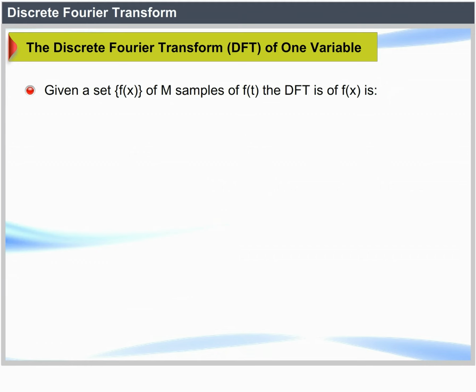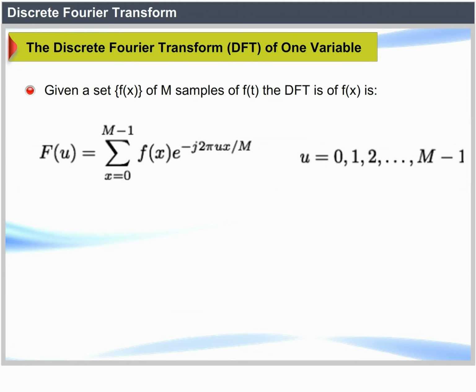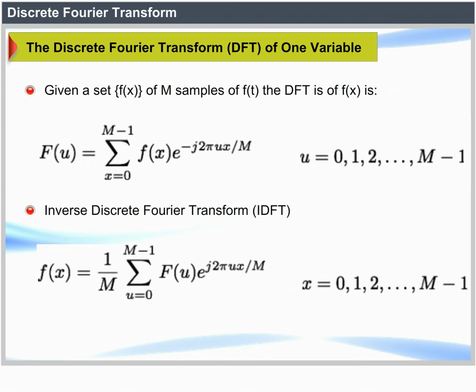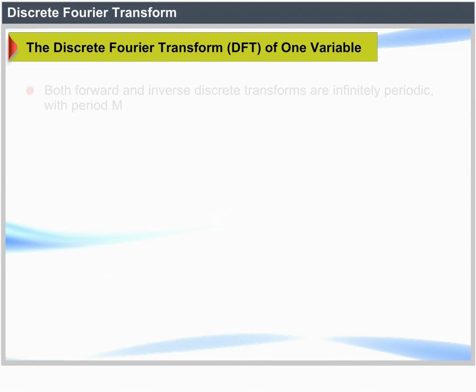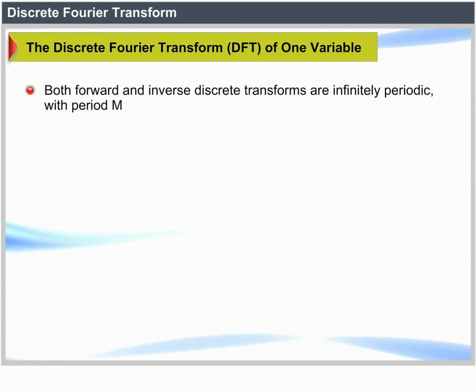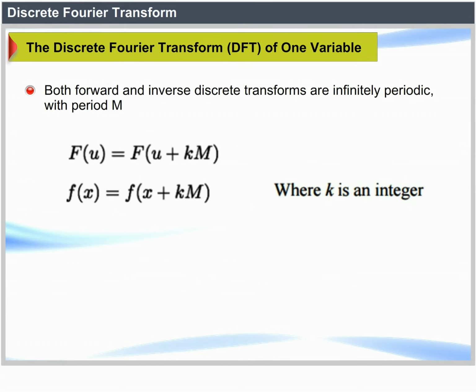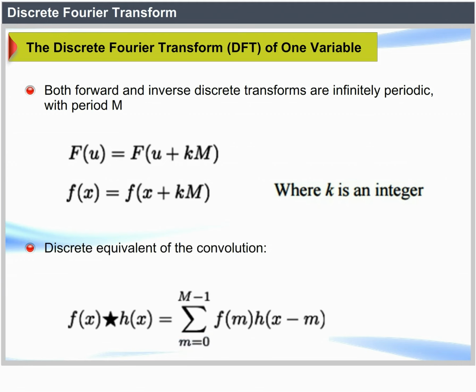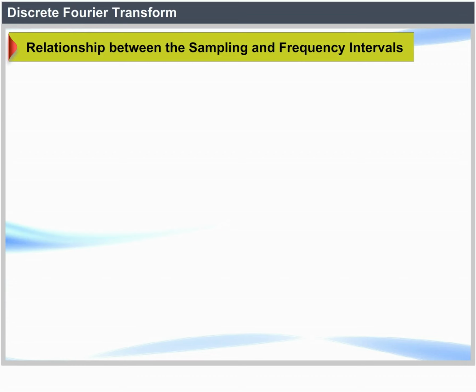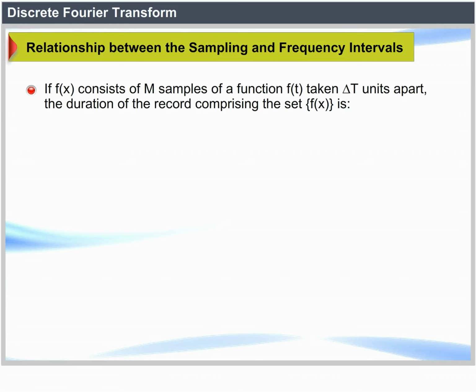Discrete equivalent of the convolution is shown on the screen. Relationship between the sampling and frequency intervals. If f of x consists of m samples of a function f of t taken delta t units apart, the duration of the record comprising the set f of x is T equals m times delta t. Corresponding spacing in the discrete frequency domain is delta u equals 1 by m delta t equals 1 by T. The entire frequency range spanned by the m components in the DFT is m delta u equals 1 by delta t.